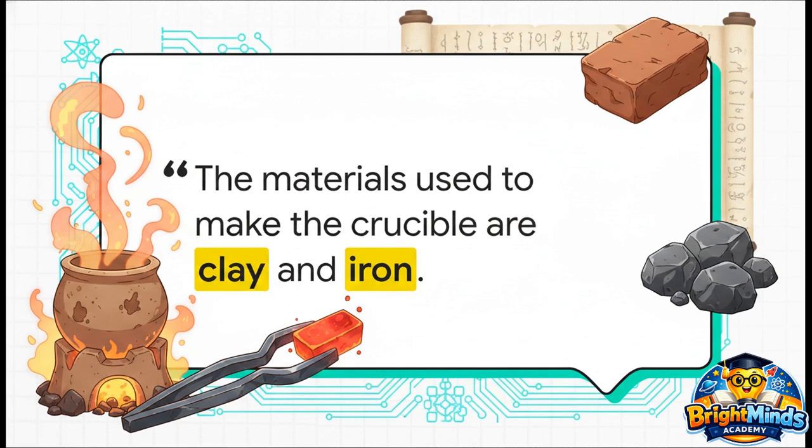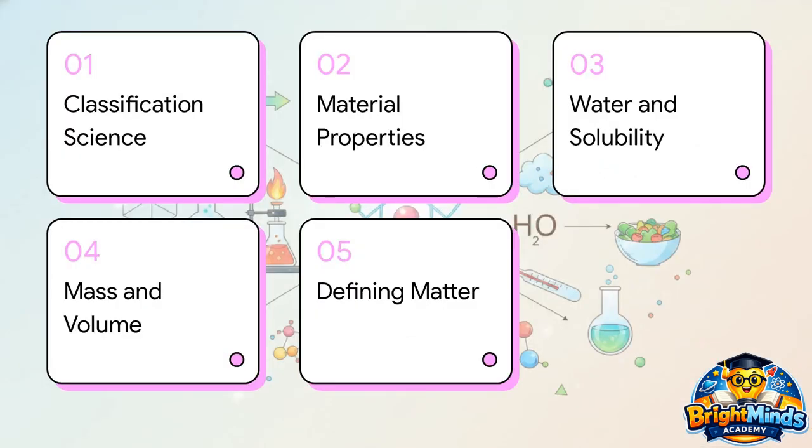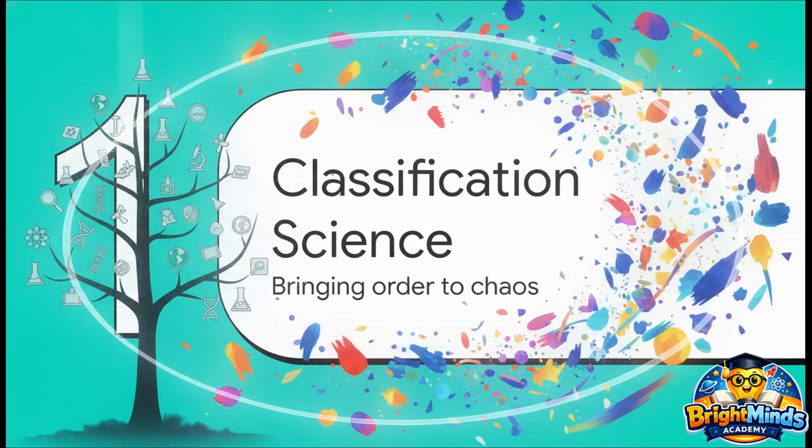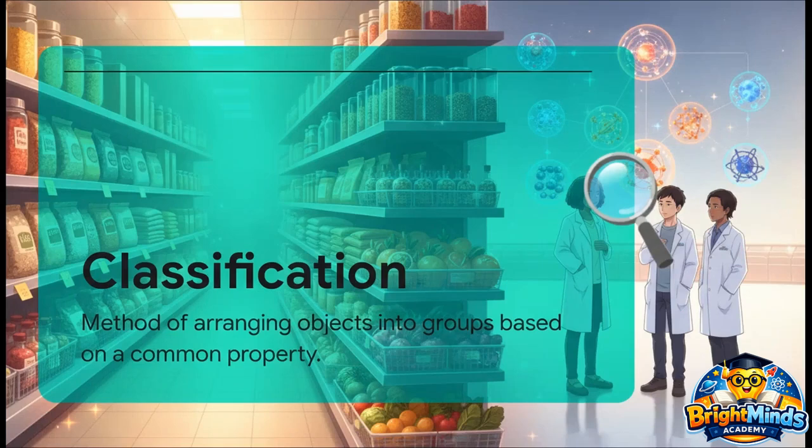to progress. All right, here is our roadmap for today's explainer. We'll be looking at the science of classification, observing material properties, water and solubility, measuring mass and volume, and finally, defining matter. Let's start with Section 1, the science of classification. Before we can analyze the complexities of the physical world, we first have to learn how to bring some order to the chaos. So let's lay down our very first foundational rule.